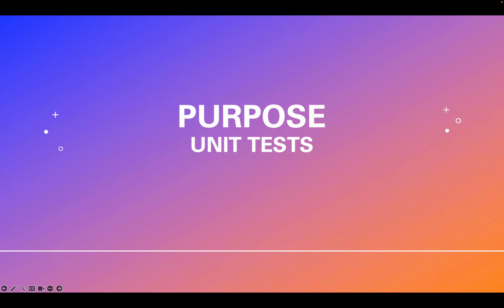Purpose. The primary goal of unit testing is to ensure that each piece of code works correctly in isolation. By testing units individually, developers can catch and fix bugs at the earliest stage of development, making the code base more reliable and easier to maintain.